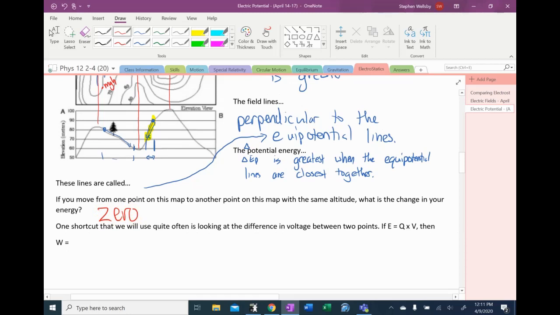Now, this leads us to a second point here, which is trying to figure out how much is the work done. So we know that the work is the change in energy.